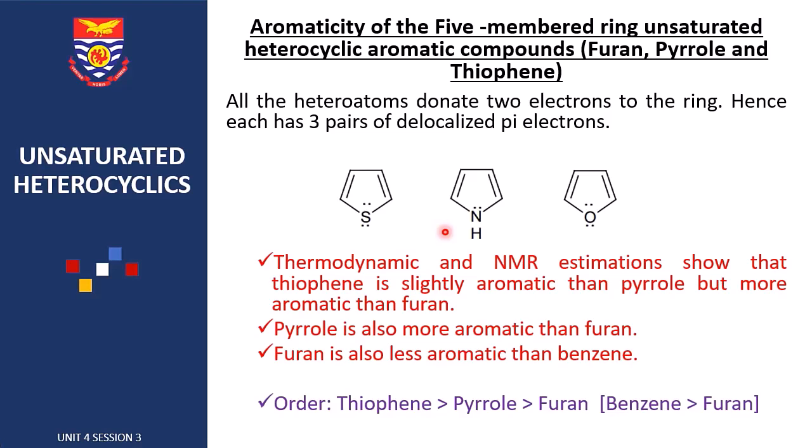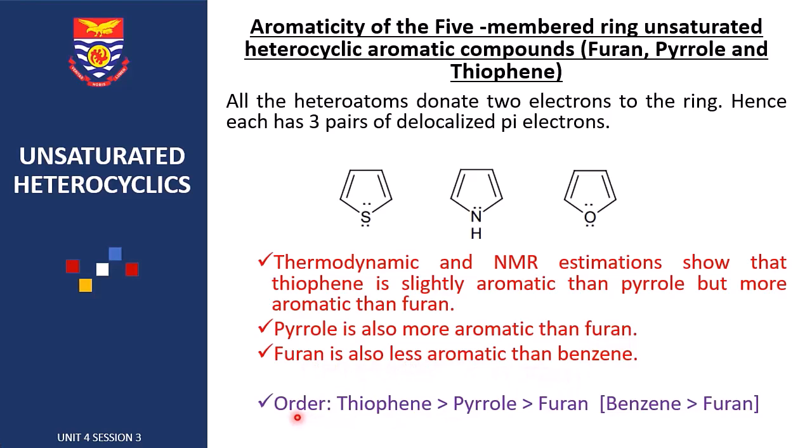So you learn something intriguing about nitrogen's inability, basicity, and other things being affected greatly by the fact that in pyrrole alone there's just 1 pair of electrons. Now, thermodynamic and NMR estimations show that thiophene is slightly more aromatic than pyrrole, right? But it is far, far more aromatic than furan. And pyrrole is also more aromatic than furan. That makes sense. And furan is also less aromatic than benzene.